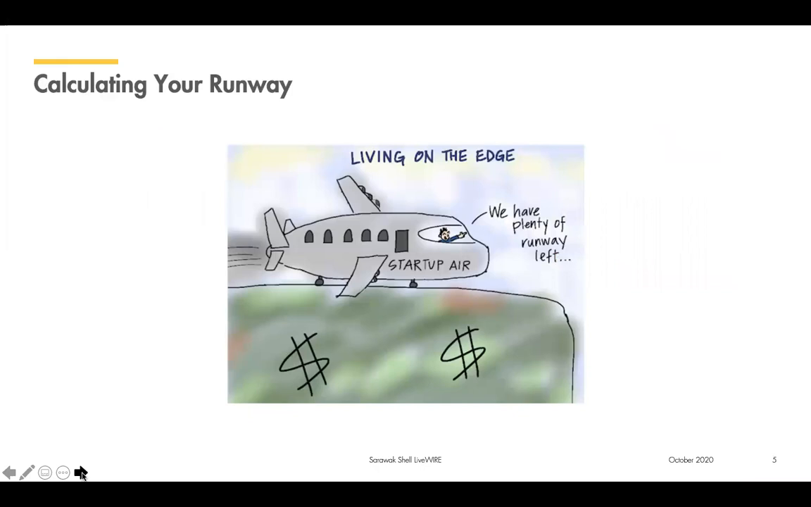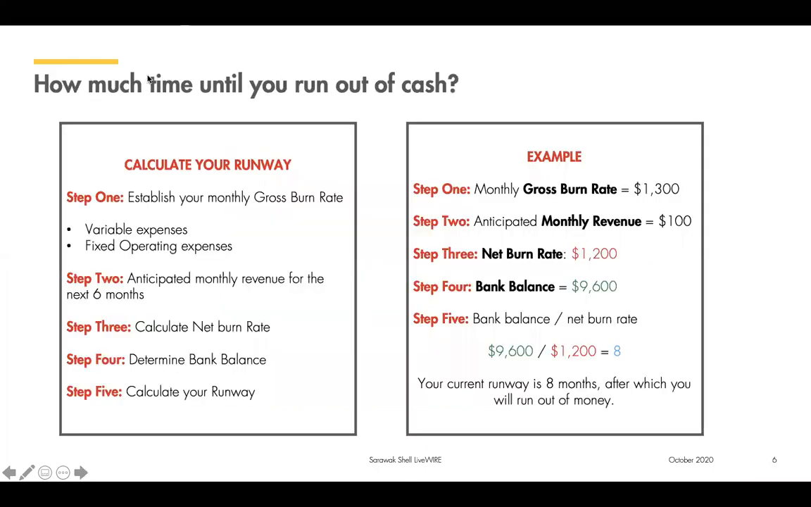All right, so basically this is an illustration of calculating your runway. So you want to look at how many months before you fall off the cliff, right? I'm not gonna dwell too much on this. So how do you calculate how much time you have until you run out of cash? So step one, establish your monthly gross burn rate, right? So look at your variable expenses and look at your fixed operating expenses.